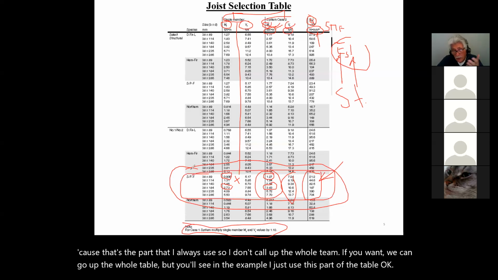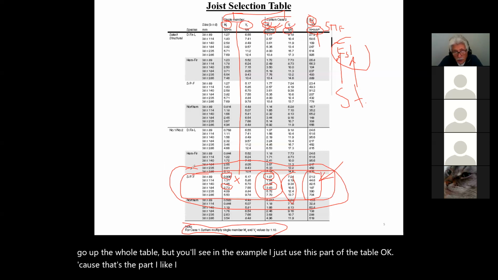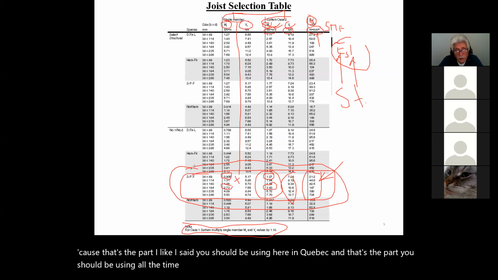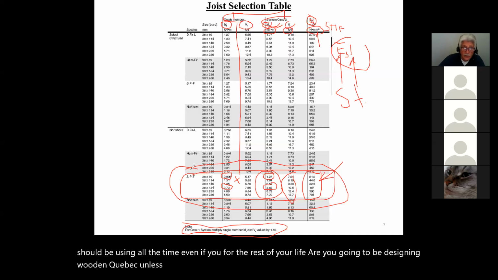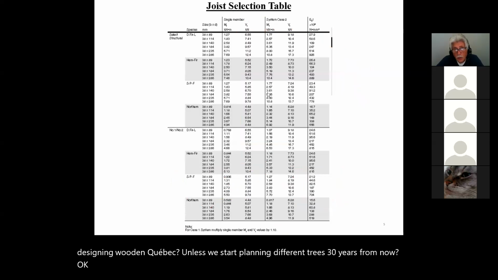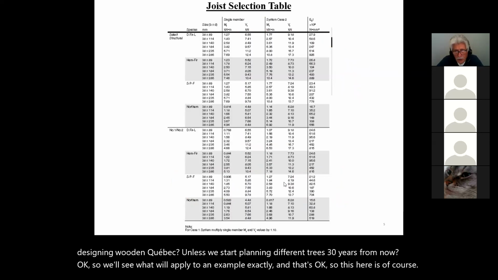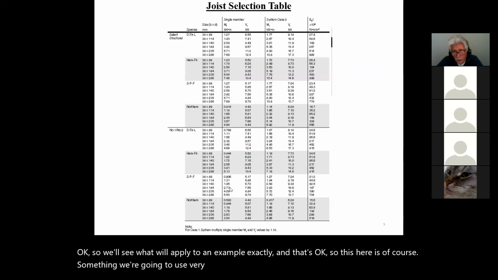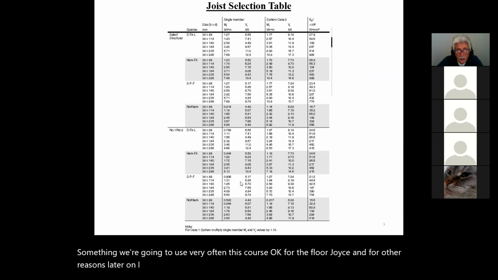Because that's the part, like I said, you should be using here in Quebec, and that's the part you should be using all the time, for the rest of your life, if you're going to be designing wood in Quebec, unless we start planting different trees 30 years from now. Okay, so we'll apply it to an example. This here is something we're going to use very often in this course, for the floor joist and for other reasons later on, which I won't get into right now.